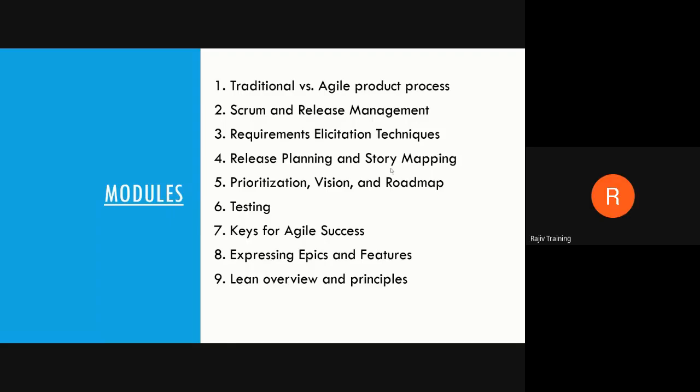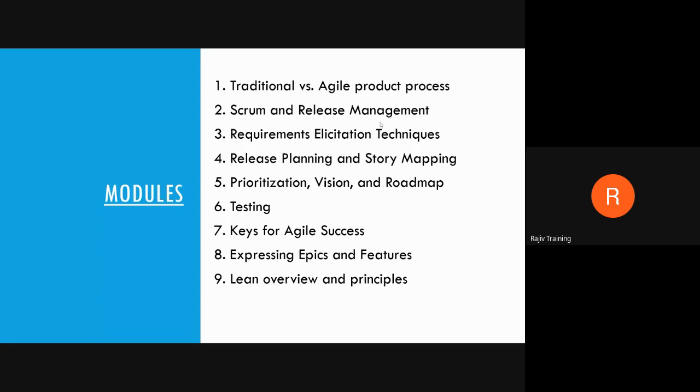So we'll learn about the Scrum module, and then we'll learn about requirement elicitation techniques. The main work of the business analyst or the product owner is writing requirements, right? For that, there are various techniques to elicit requirements, or elicitation, meaning gather requirements. We learn at least 6 to 7 techniques to gather requirements.